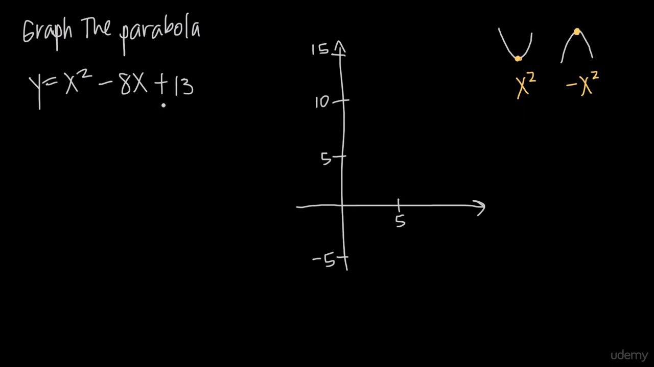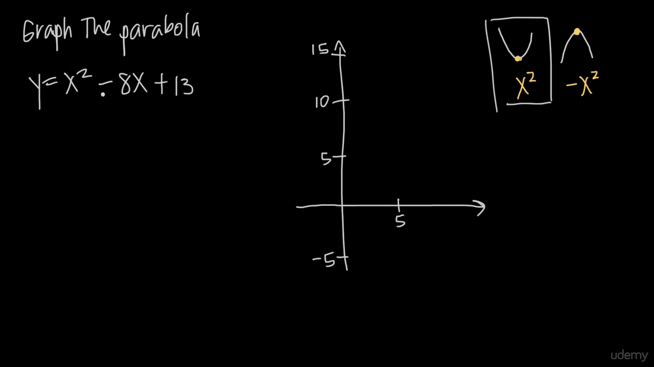But I'm going to show you a more efficient way to do it now, which is to look at the equation we've been given, in this case y equals x squared minus 8x plus 13. First of all, we notice that the x squared term is positive, so we know that the parabola is going to open up. It's going to look like this, and its vertex is going to be the minimum point.